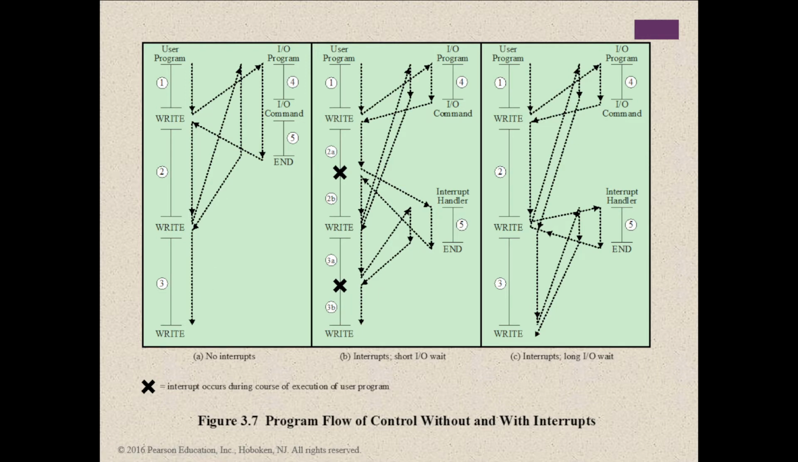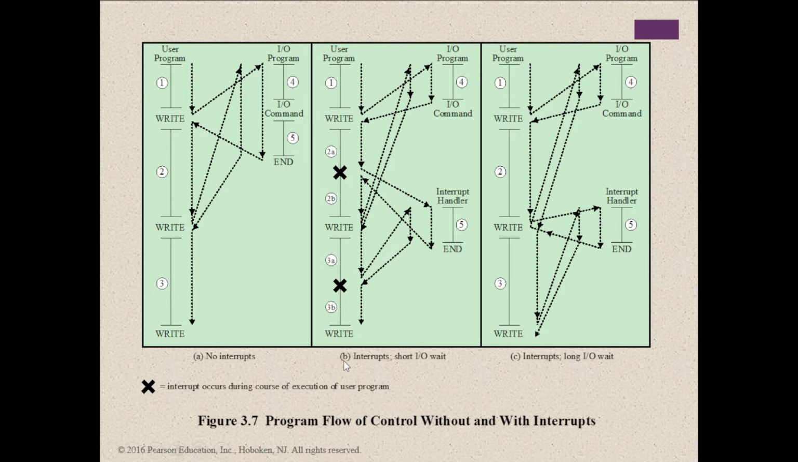So let us try to clarify what is happening in this figure. We have a user program that contains two write commands. There is a segment of code at the beginning, then one write command, then a second segment of code, then a second write command, and then a third and final segment of code. The write command invokes the I/O program provided by the OS. Similarly, the I/O program consists of a segment of code followed by an I/O command followed by another segment of code. The I/O command invokes a hardware I/O operation.